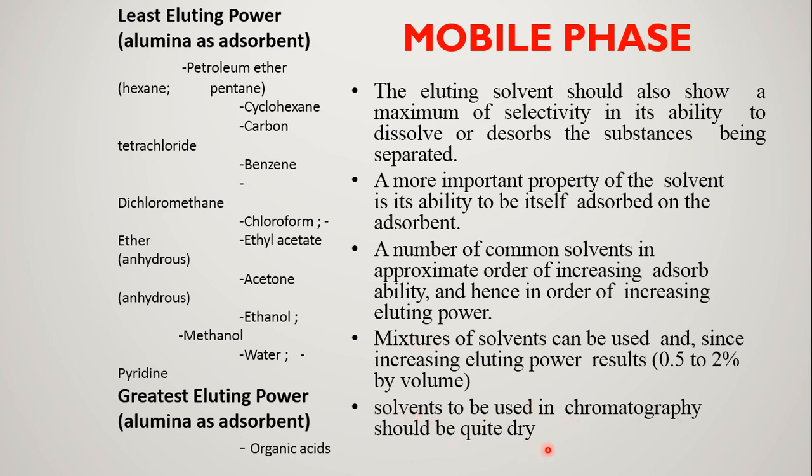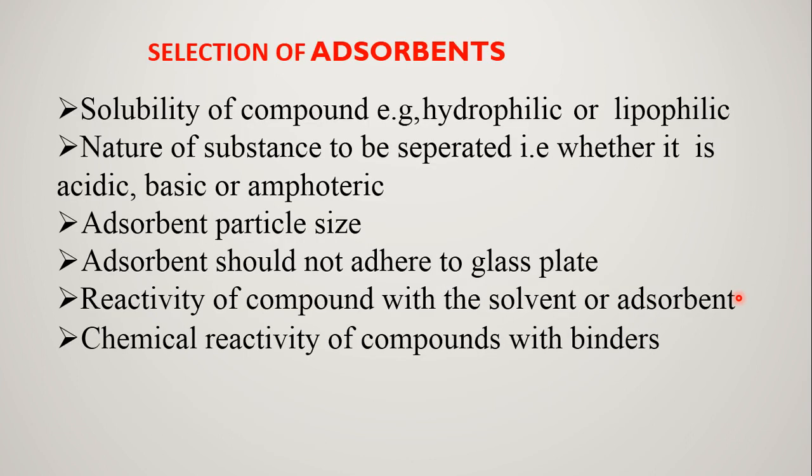Solvents to be used in chromatography should be quite dry. Generally in the TLC technique, organic solvents are highly used, so these organic solvents should be moisture free, because the moisture present in our solvents may create problems during the development of the TLC plate. So the selection of adsorbents or stationary phases, how do we decide which type of adsorbent we have to use or apply for our TLC experiment?